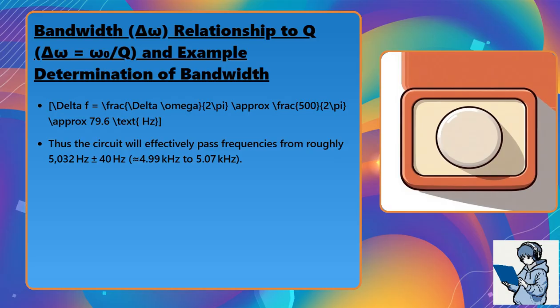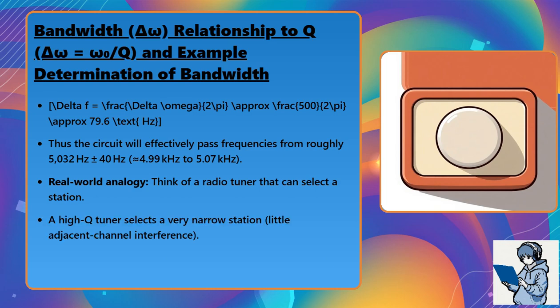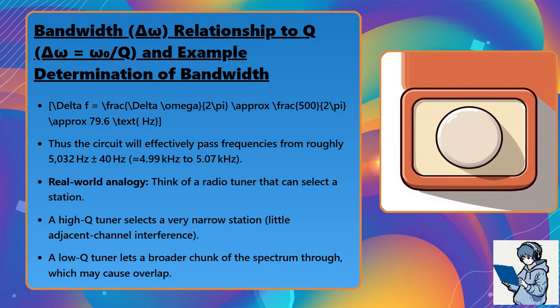Real-world analogy: think of a radio tuner that can select a station. A high Q tuner selects a very narrow station, with little adjacent channel interference. A low Q tuner lets a broader chunk of the spectrum through, which may cause overlap.